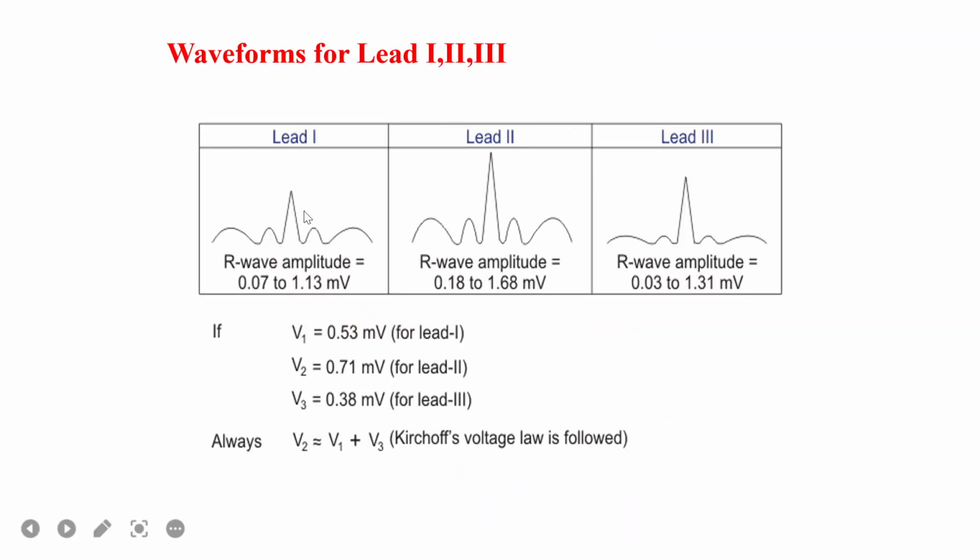So we got the output from lead 1, lead 2, lead 3. The potentials are given as V1 is 0.53, V2 is 0.71, V3 is 0.38. Approximately V2 is equal to V1 plus V3. So these are all the potentials generated in the standard lead or bipolar lead system.